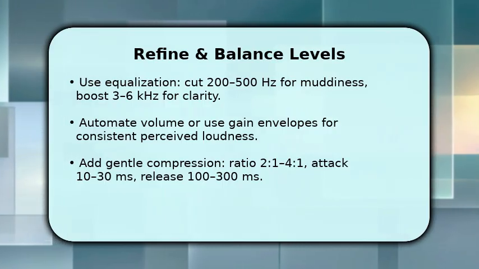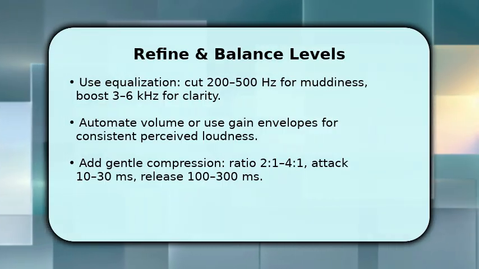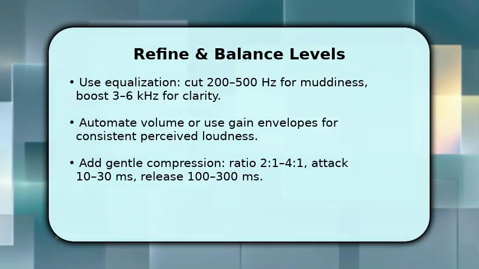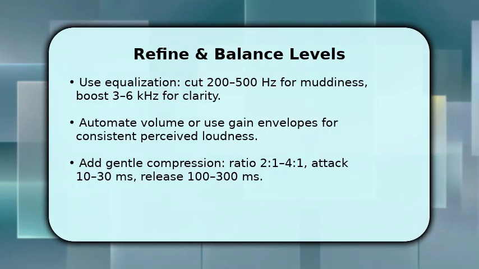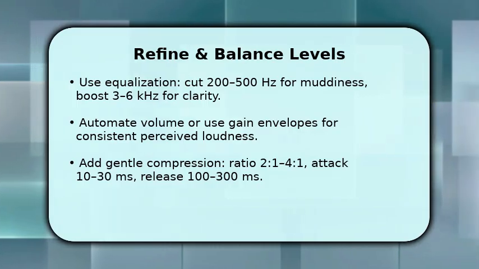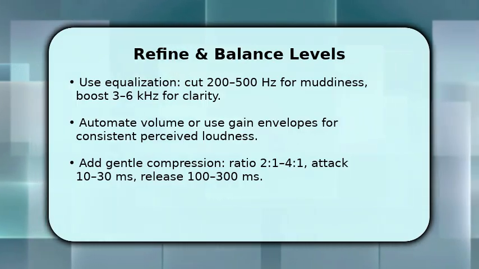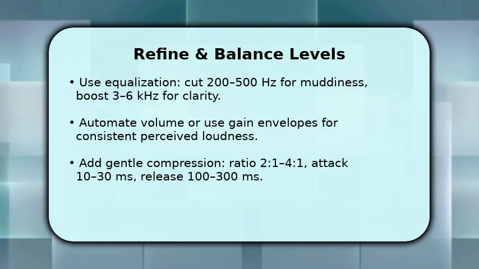Next, apply light compression with a 2:1 to 4:1 ratio to smooth level jumps and automate gain or use volume envelopes to correct inconsistent sections. Finally, check perceived loudness against dialogue. Adjust background down until clarity and focus are restored.